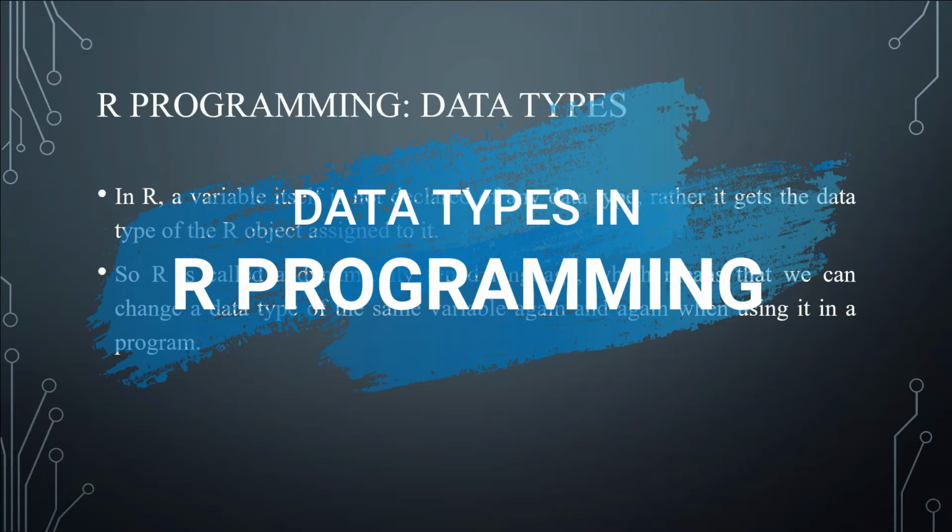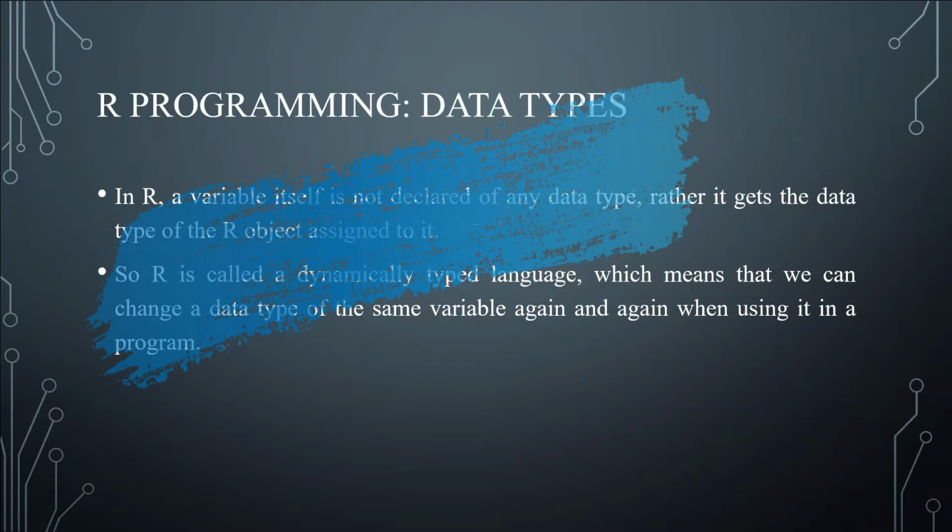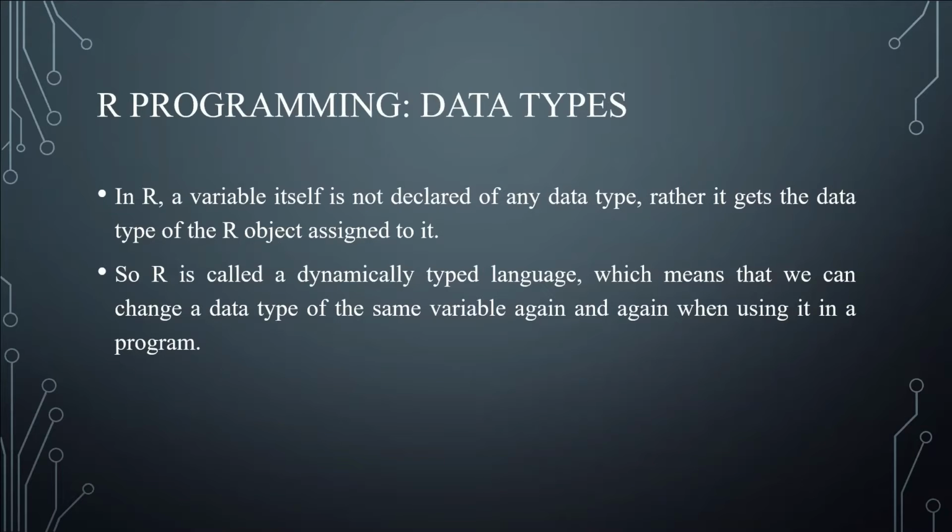Into the data types we have just discussed, I will go a little briefly. In R, a variable itself is not declared with any data type. I had shown you, I declared an X, right? Rather, it gets the data type of the R object assigned to it. Internally, everything is treated as objects. Now you are very clear about R: objects, classes.